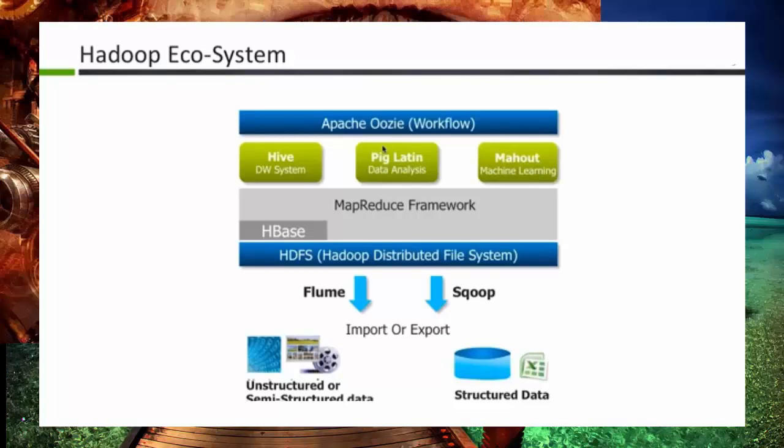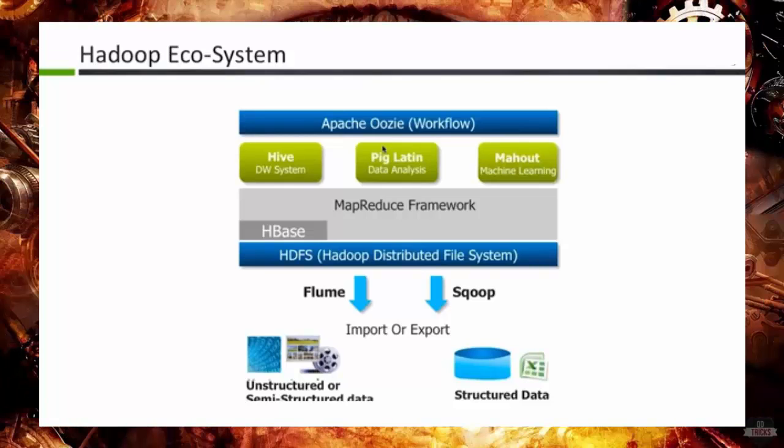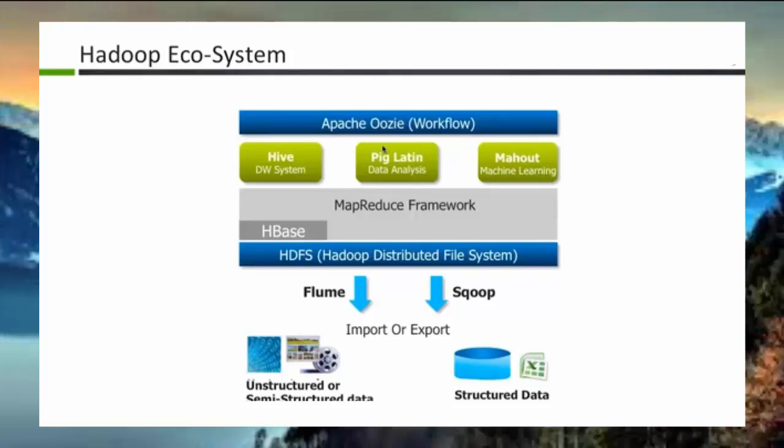And also the hardware which is used in Hadoop is commodity hardware. We'll come to know that. We'll talk about that as well. Okay, now coming to the Hadoop ecosystem, let's see what are the different components in Hadoop.